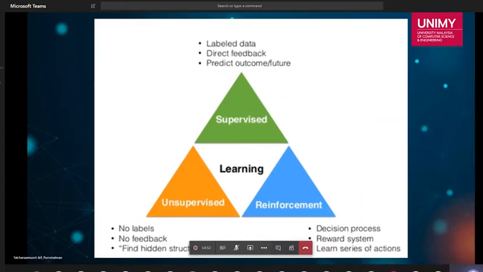For example, we talked about the car data earlier. So we label the data as A1, A2, A3, with direct feedback from the process, and then predict the outcome, whether the car is from 1950 to 1960 or 1970 to 1980. So the prediction outcome will be clear in supervised learning. Unsupervised has no labels, no feedback, and hidden structures. So we have to look into everything.